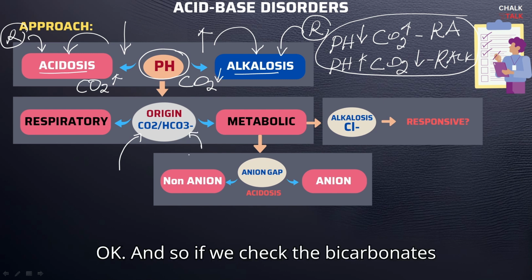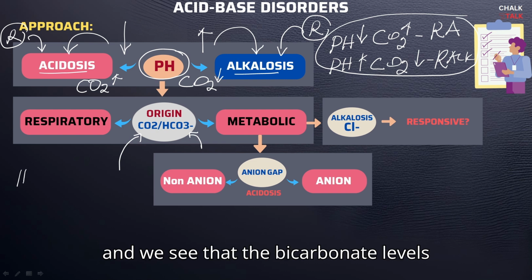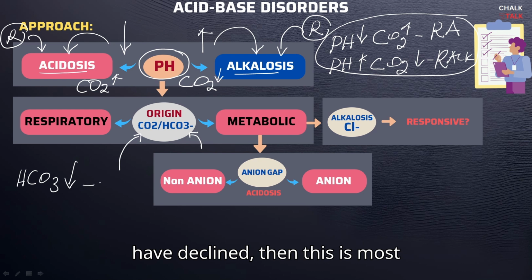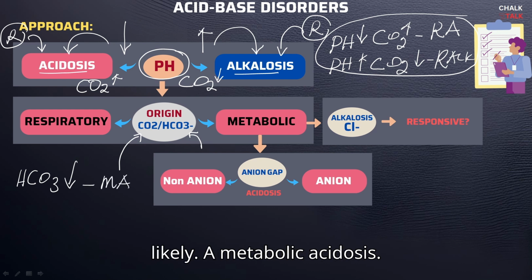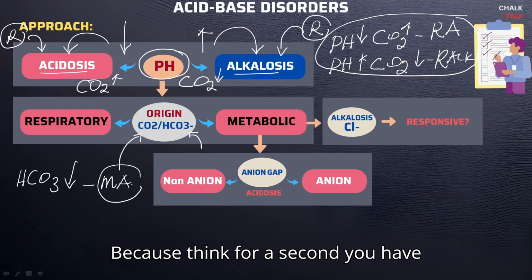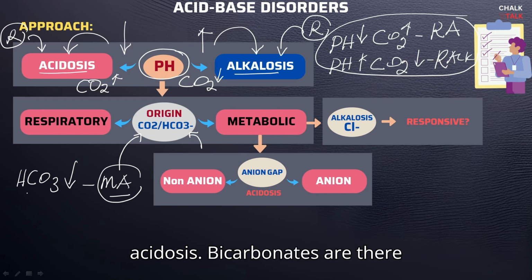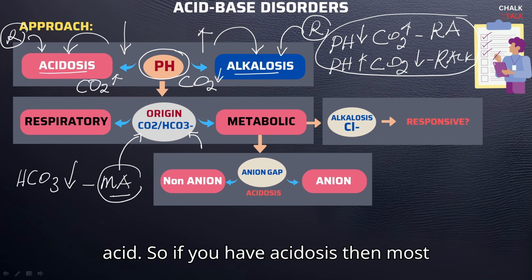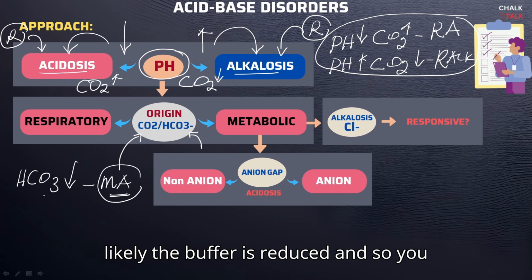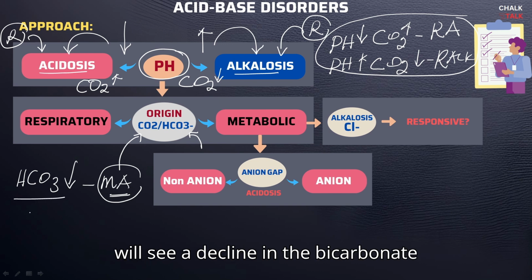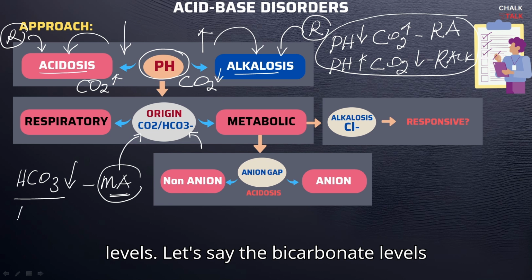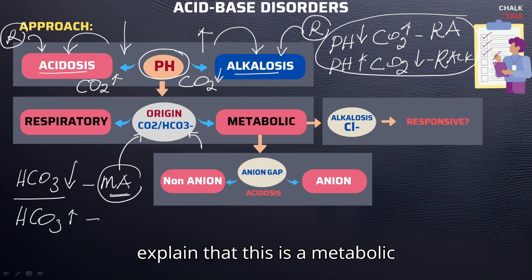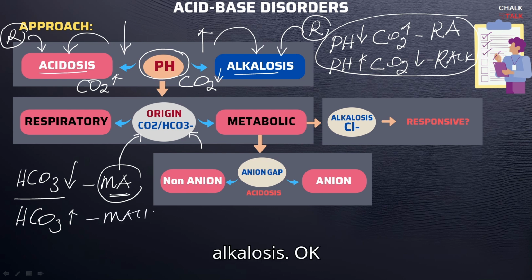Okay, and so if we check the bicarbonates and we see that the bicarbonate levels have declined, then this is most likely a metabolic acidosis. Because think for a second, you have acidosis. Bicarbonates are there to buffer, to dilute the acid. So if you have acidosis, then most likely the buffer is reduced, and so you will see a decline in the bicarbonate levels. Let's say the bicarbonate levels are rather increased. Then this would explain that this is a metabolic alkalosis.